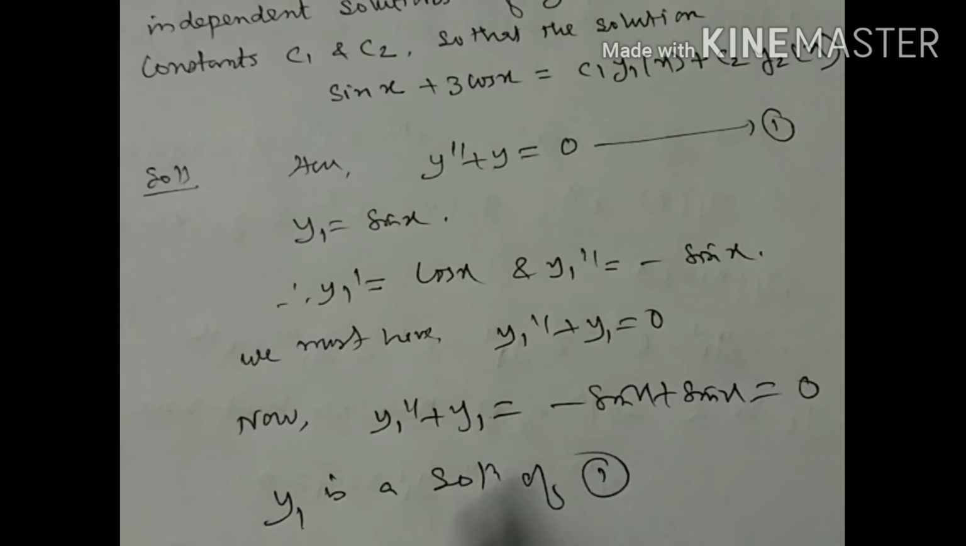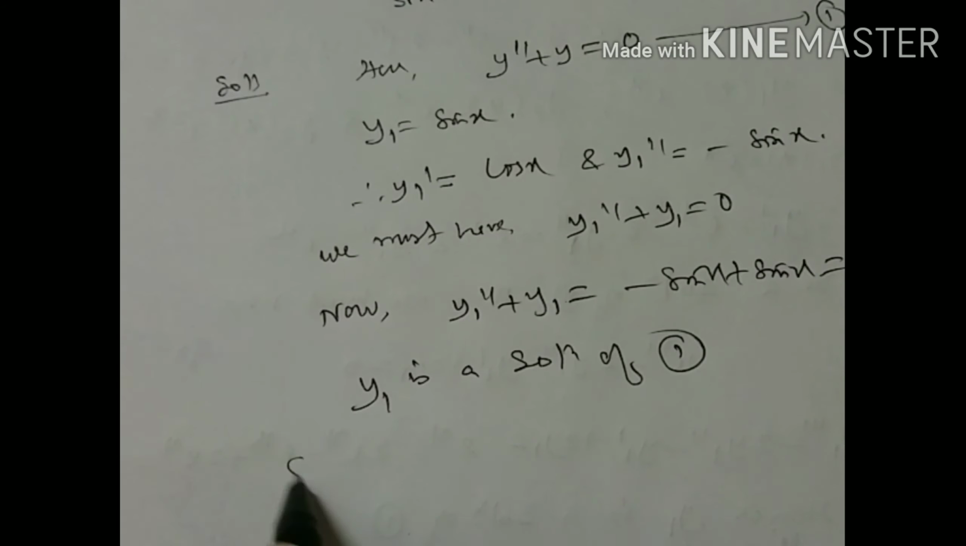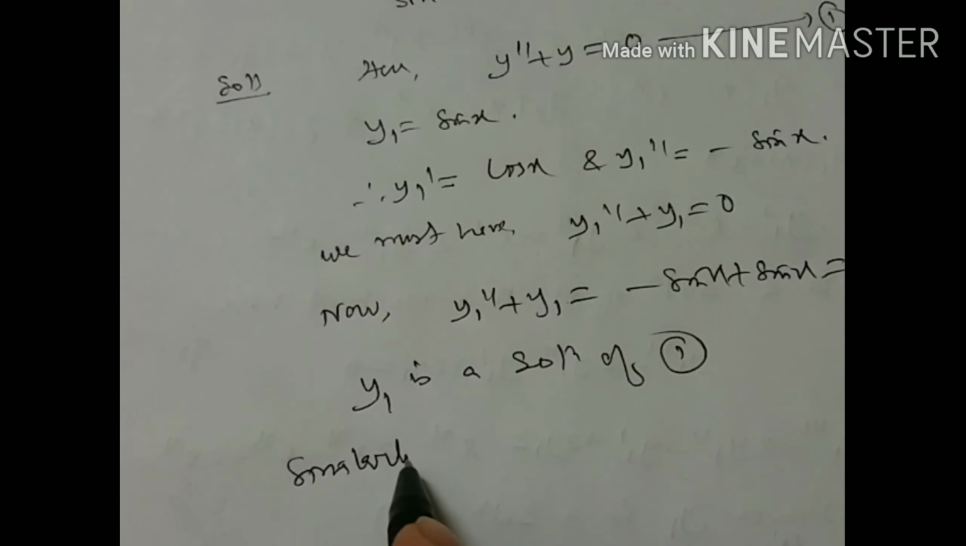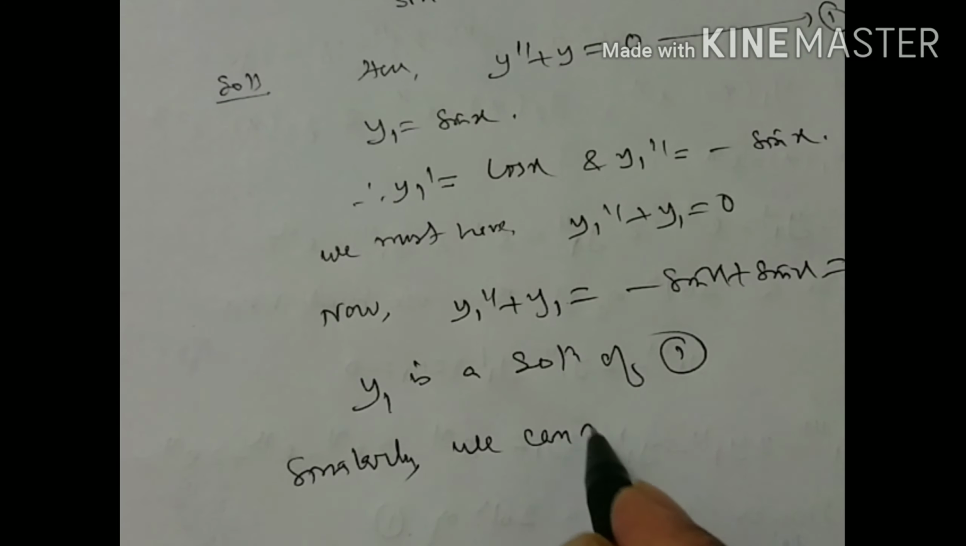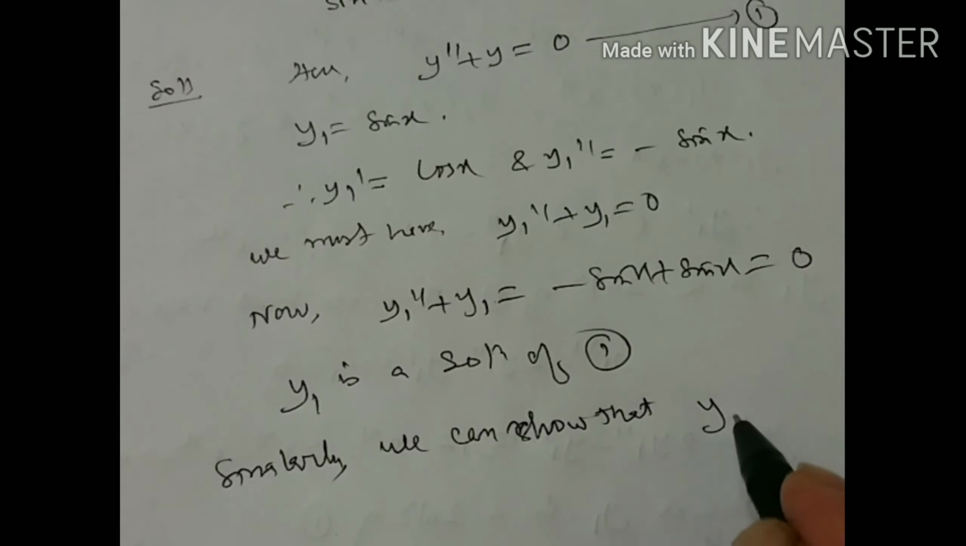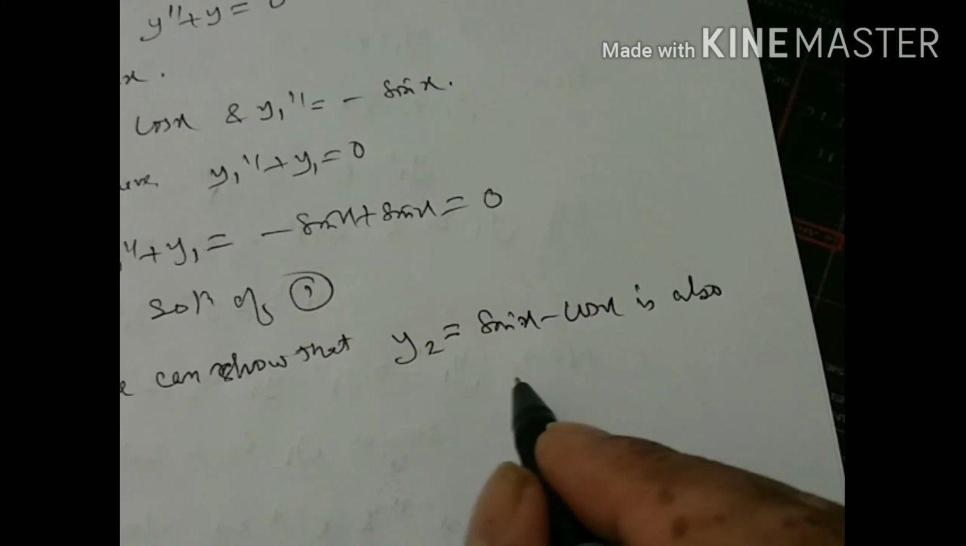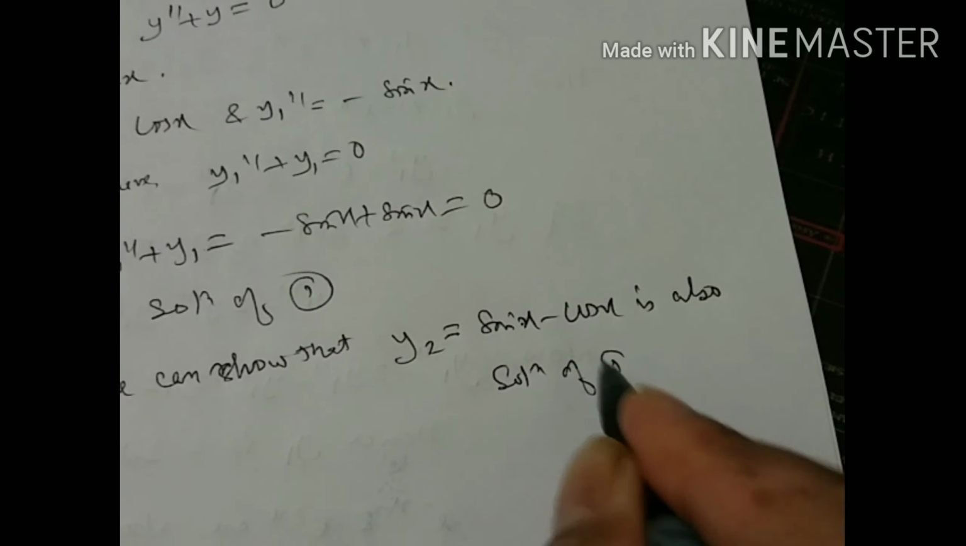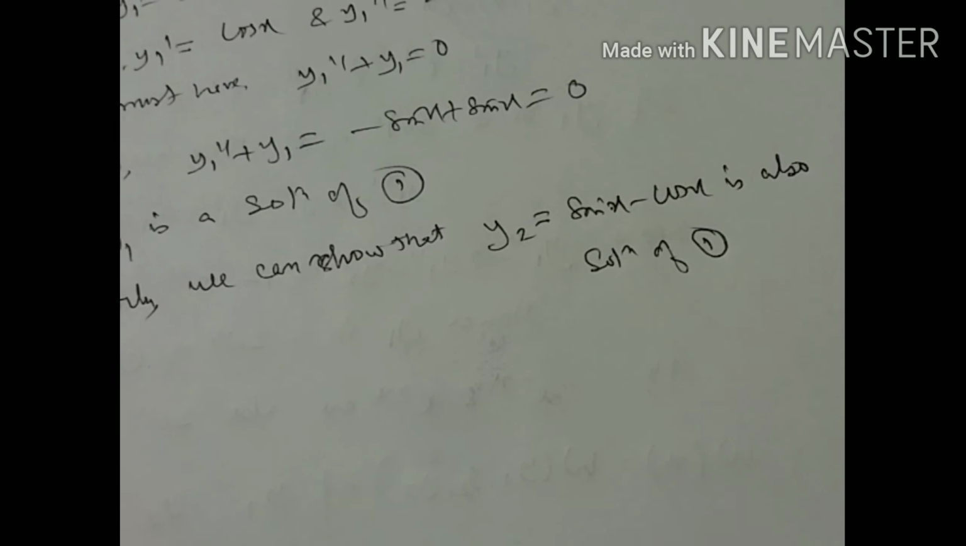of 1. Similarly we can show that y2 equal to sin x minus cos x is also a solution of 1. By the same process we can show that y2 equal to sin x minus cos x is a solution of 1. Now to check whether the functions are independent or not, we have to find the Wronskian.